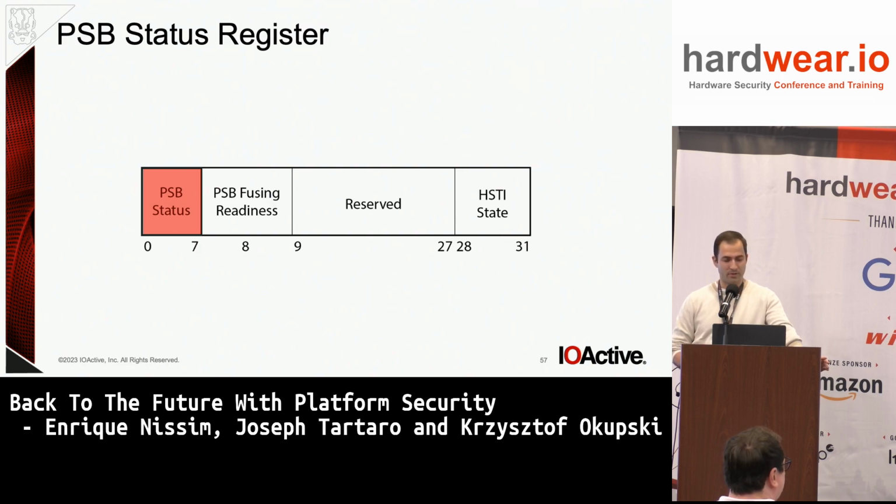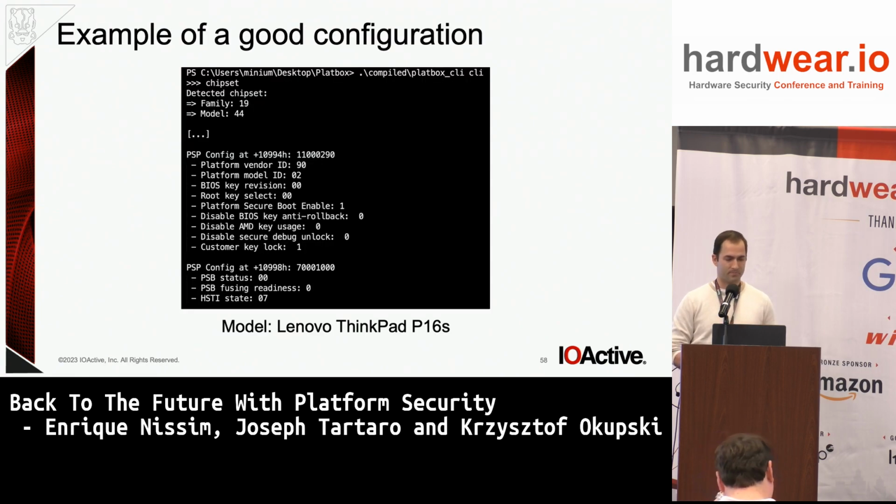There's only one field that we are really interested in, which is the PSB Status field. That one essentially indicates, well, if it's 0, then it's all fine. If it's a non-zero value, like 01 or hex 22, which we've seen a couple of times, that basically means the system doesn't really have PSB properly enabled.